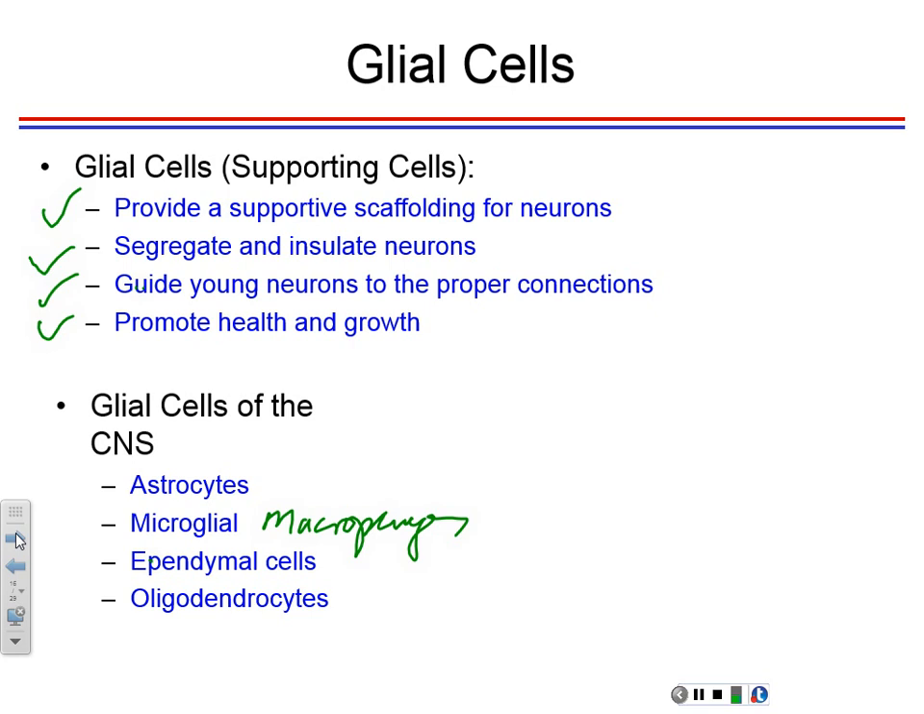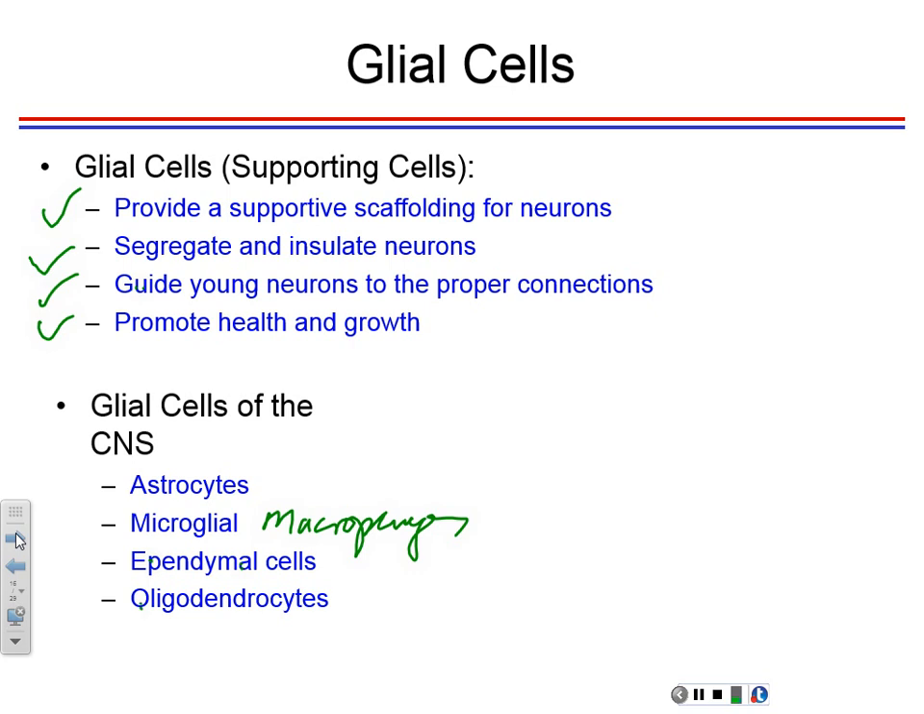And then ependymal cells are involved in making cerebrospinal fluid, the one that cushions the brain, and the one that has all these ions and so forth. Because action potentials are movement of ions across the membrane. So cerebrospinal fluid has a whole bunch of these ions and it kind of bathes all these cells. Okay, so ependymal cells do that.